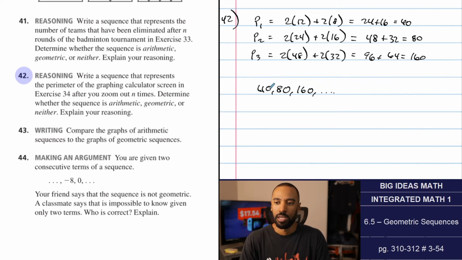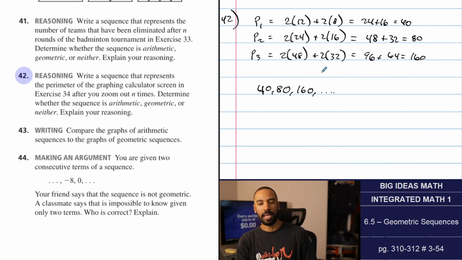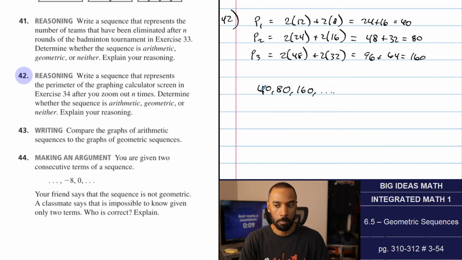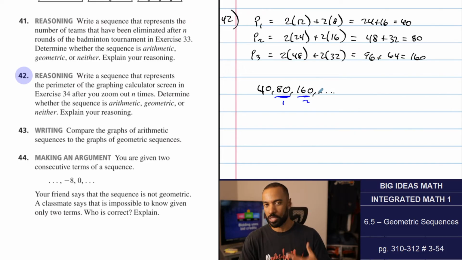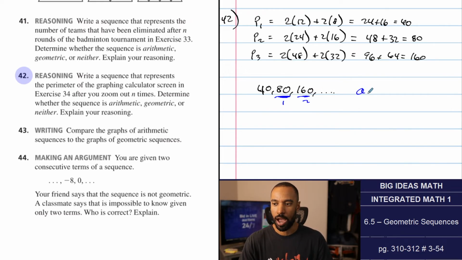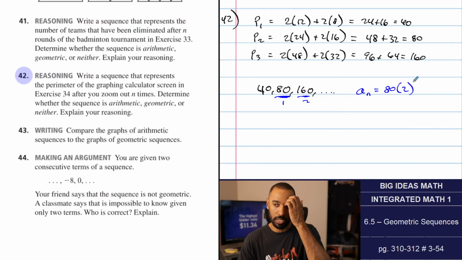It's here. Now, the first one, I think the 80 was truly after zooming out once. So I don't think the 40 was really a part of it. 40 just helps us understand what we have here. So 80, I think, is actually our first term. 160 is our second term if we use the n minus 1 version of this thing. So our a sub n of this one can be 80 times 2, we're doubling here, to the n minus 1 power, and that can be my rule.